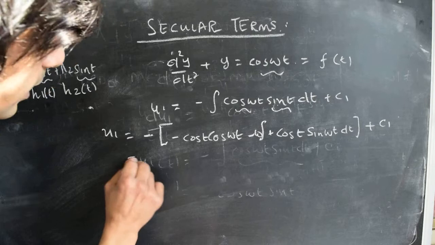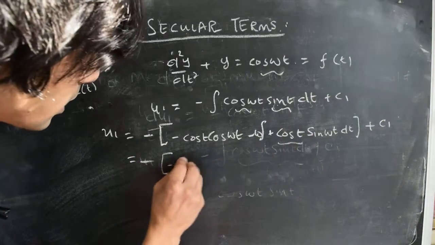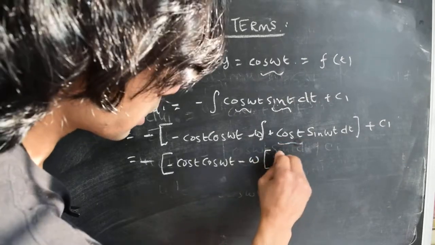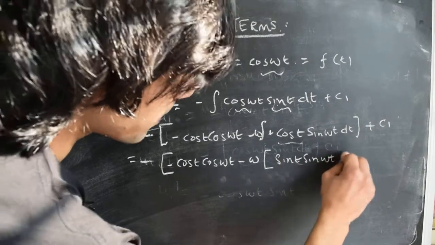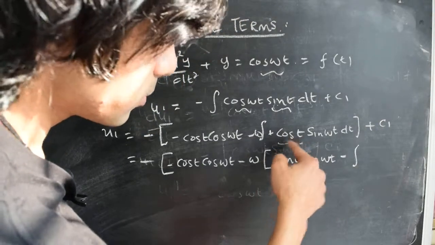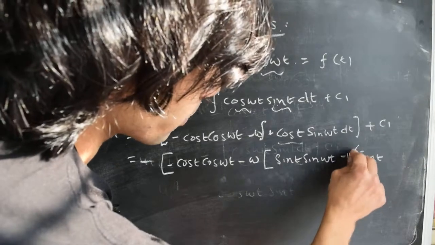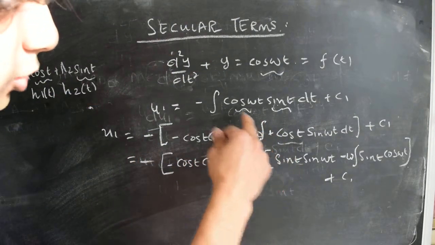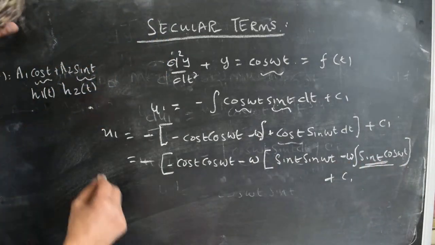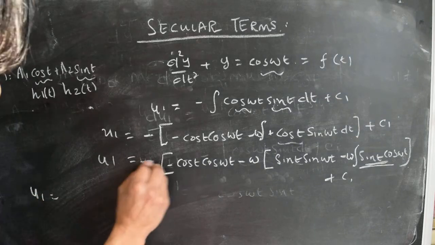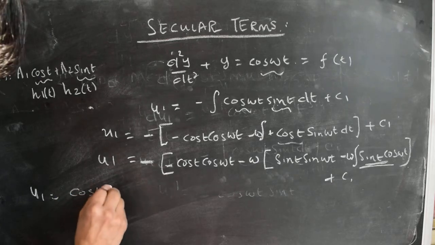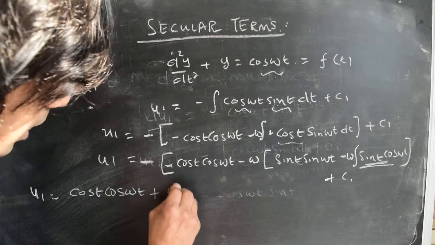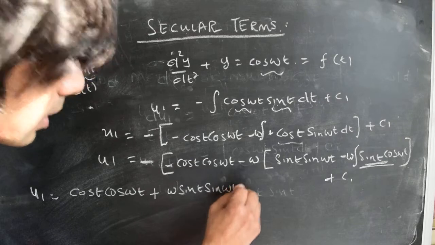Plus the constant, and then we repeat the integration by parts on this term. So we have minus cosine t cosine omega t, and then minus omega times the integral of cosine t, which is sine of t, times sine of omega t, minus the integral of sine of t times the derivative of sine omega t, which is omega cosine omega t, plus the constant. So we see that after doing integration by parts twice, we come back to the same function u1. So we have a minus outside and a minus here, so that's a plus cosine t cosine omega t. Then minus and minus give a plus, so plus omega sine of t sine of omega t, and then we have a minus.